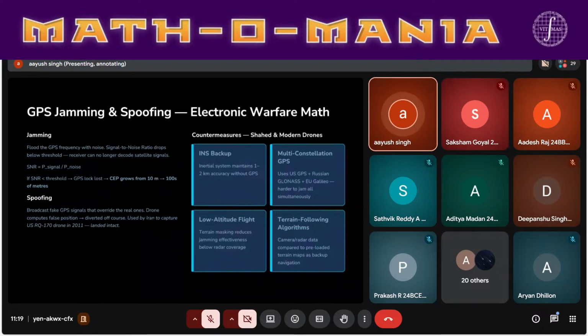The third way is low altitude flight. So essentially, we fly our weapon in low altitude region and use terrain as the shield for jamming and spoofing. It reduces effectiveness of these two processes. The last one is terrain following algorithms. We use camera or radar data and compare it with preloaded terrain maps for backup navigation.